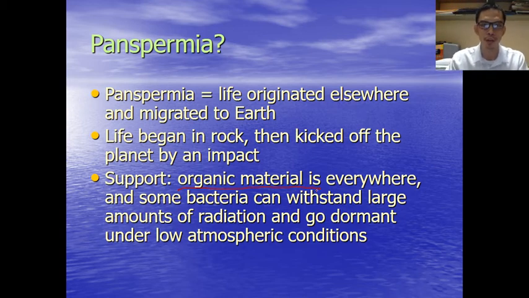There are also some studies that found some bacteria in those extraterrestrial objects, like an asteroid or comet. Those bacteria can withstand amounts of radiation and can go dormant under low atmospheric pressure. So meaning to say, once those organisms are in outer space, they are likely to go dormant, and then when they enter Earth, they become alive again.